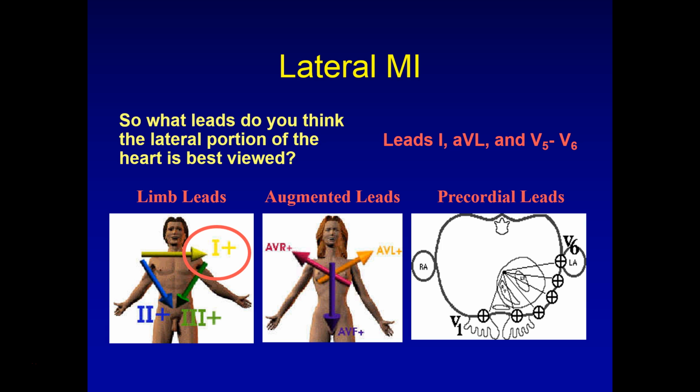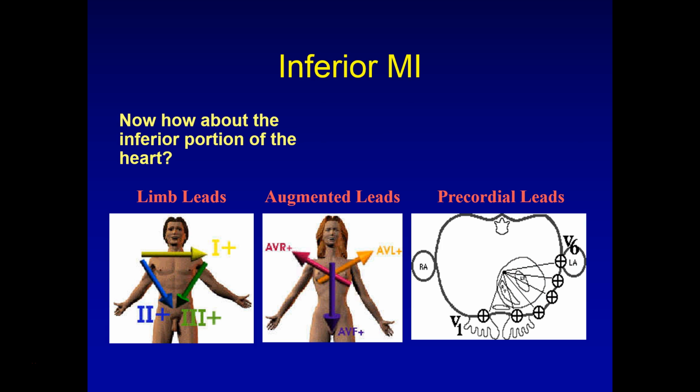Okay. Just go through. Okay. So an inferior wall MI is going to show up in leads 2, 3, and AVF.